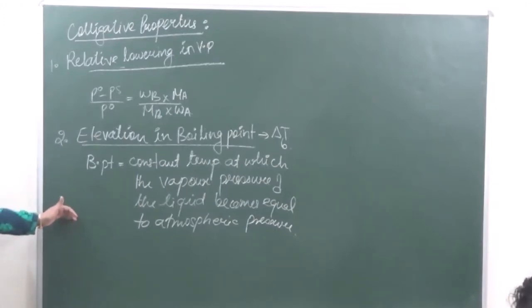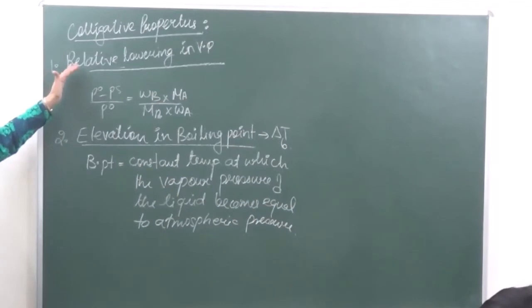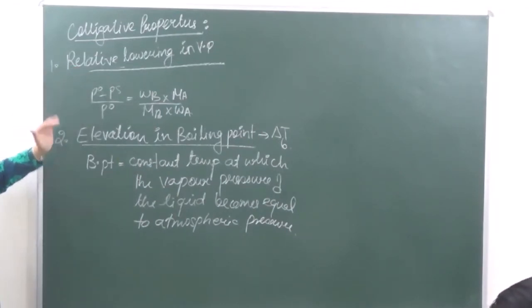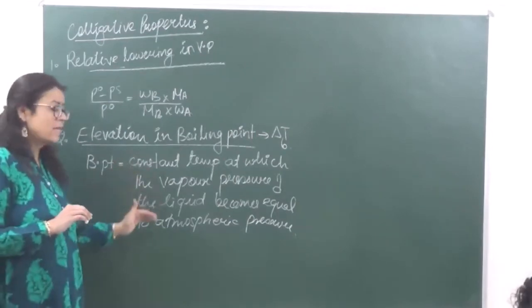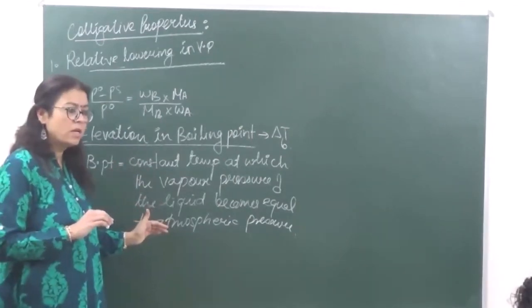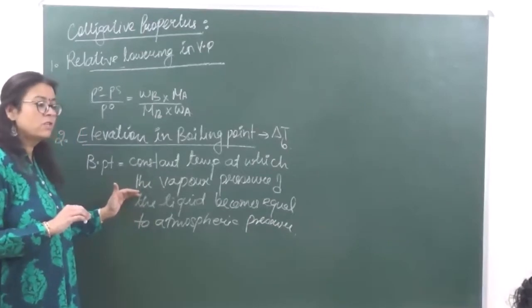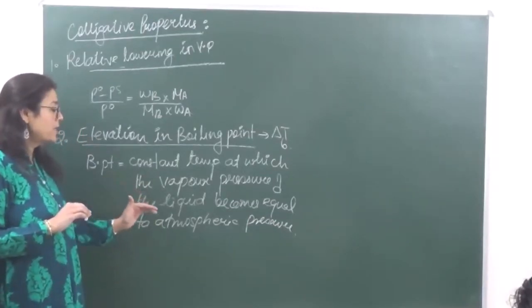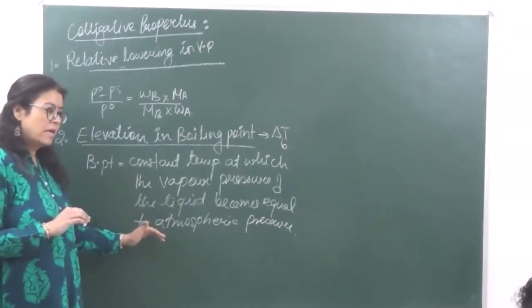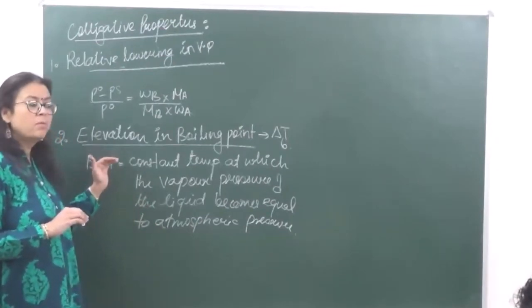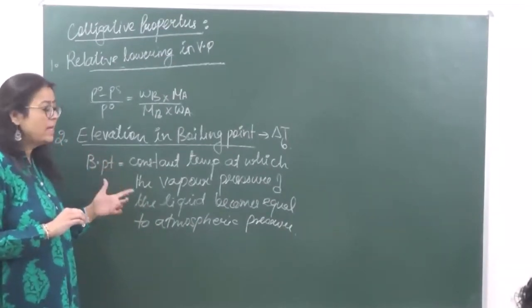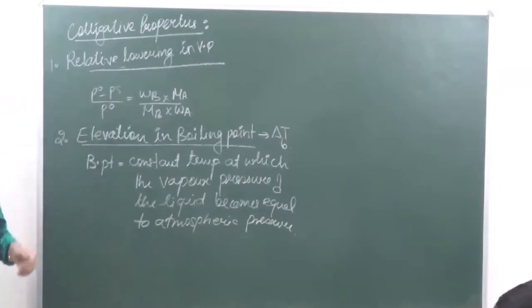We have already stated that the lowering in vapor pressure is taking place, right? If the vapor pressure is lower when we add a non-volatile solute, more temperature will be required to make it equal to the atmospheric pressure, as a result of which the boiling point will increase, right? That is what elevation in boiling point is.